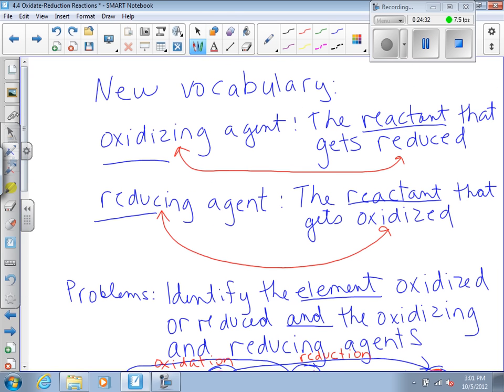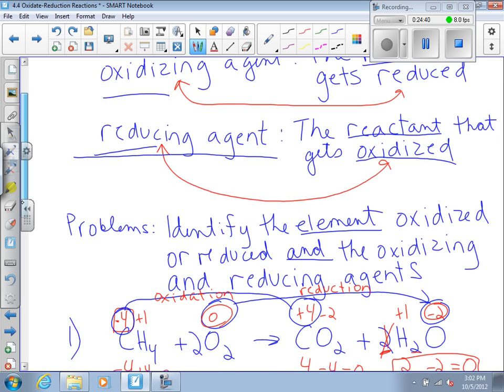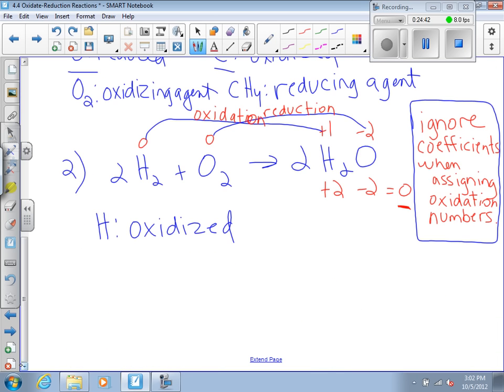Let's look at what's the definition? The thing that gets oxidized is the reducing agent. And it's the whole reactant. So H2 is the reducing agent. If you get oxidized, you are the reducing agent.